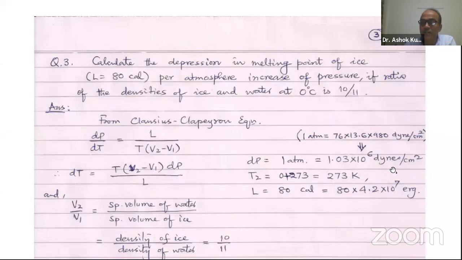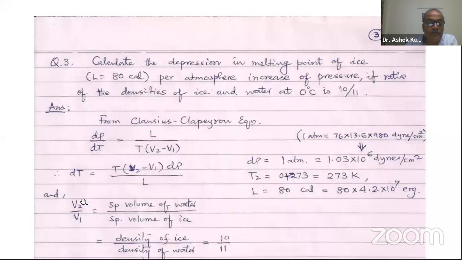Okay, this can be converted into Newton also. Let it be dyne per centimeter square. And T2 is, because it is the melting, 0 degrees Celsius, which in the Kelvin scale is 273 Kelvin. L is already given, 80 calorie. So this 80 calorie is converted into joule, and this joule into a smaller unit is 80 into 4.2 into 10 power 7 erg. Okay, erg is a smaller unit, joule is a bigger unit of work.